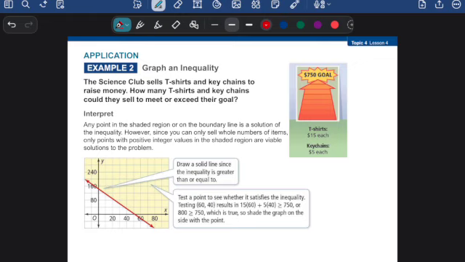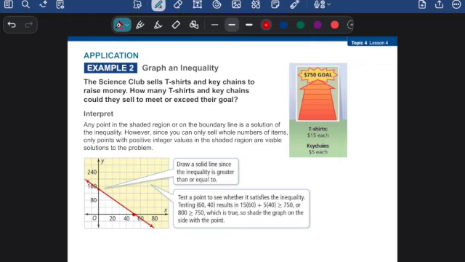Here you can see they've graphed those 2 points. Here's 150. Here's x equals 50. And since it's greater than or equal to, remember our equation had greater than or equal to, we can have a solid line. And it's greater than, so we're going to shade everything above the line.